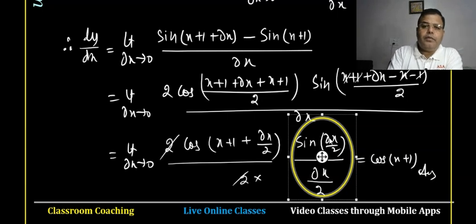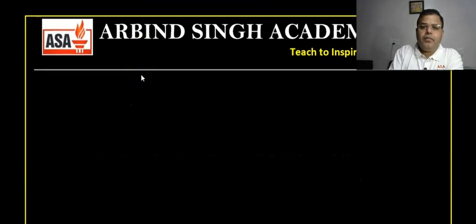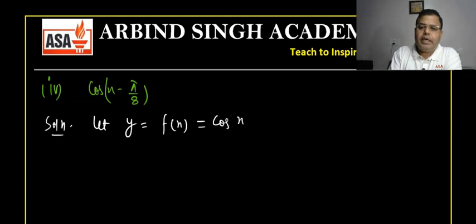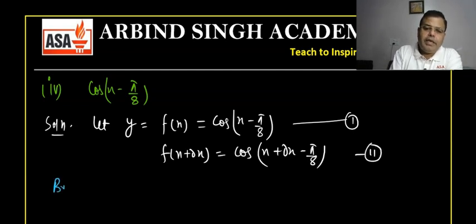Yeah. So the next question, let us take on the next question, that is fourth, question number four, which is cos of x minus pi by 8, and that we have to do with the first principle. So we will take it as a solution. Let y is equal to fx is equal to cos of x minus pi by 8. Then fx plus delta x is equal to cos of x plus delta x minus pi by 8, isn't it? This is the first one, this is the second one. Now, we can proceed by definition.